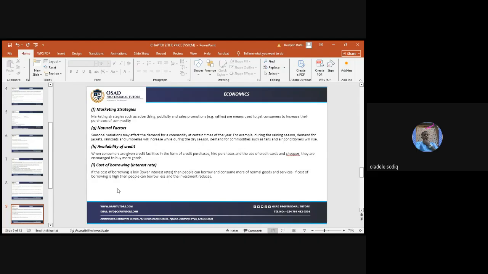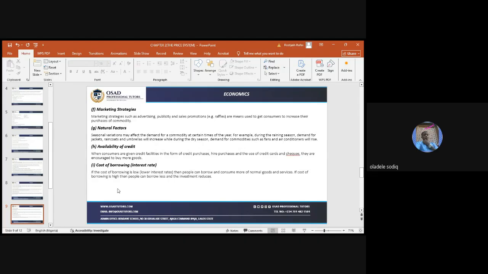Then we also have availability of credit. So when consumers are given credit facilities, like if you want to buy something, okay, buy 10, pay for 3, pay for the remaining 7 later; buy 20, pay for 12 now, the remaining 8 you can pay when you are selling those ones. Any money you are making from those ones, you can be paying for the remaining 8, small by small. All of this will also make people willing to do what? To buy.